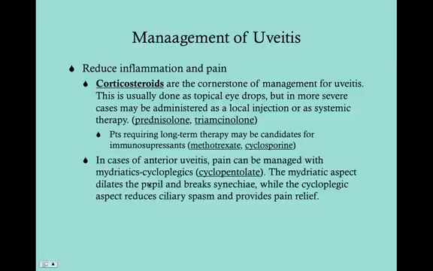And by dilating the pupil, it's going to help you break those synechiae. It'll pull them apart. And then the cycloplegic aspect, by paralyzing the ciliary muscle, it reduces ciliary spasm, and that's caused by the inflammation, and that's what's behind the pain. So both aspects, the mydriatic aspect and the cycloplegic aspect, are important to treat the uveitis. So you can get rid of the synechiae, and you can also provide some pain relief.